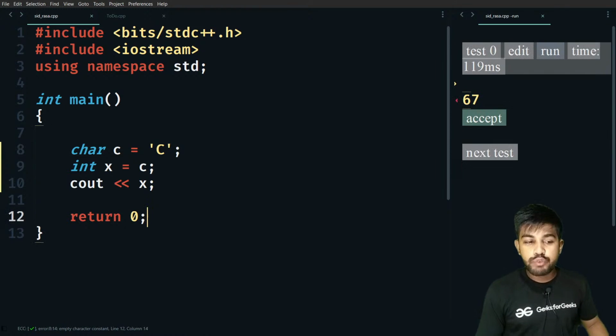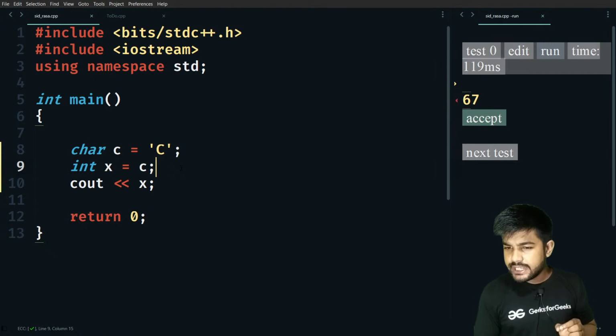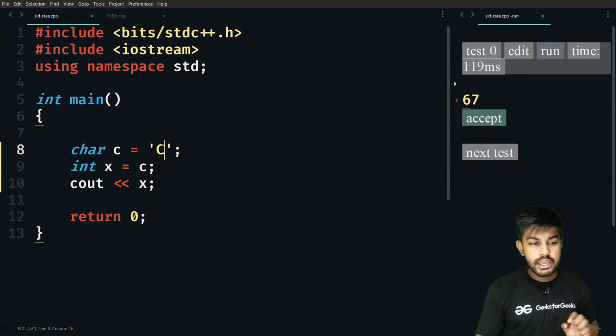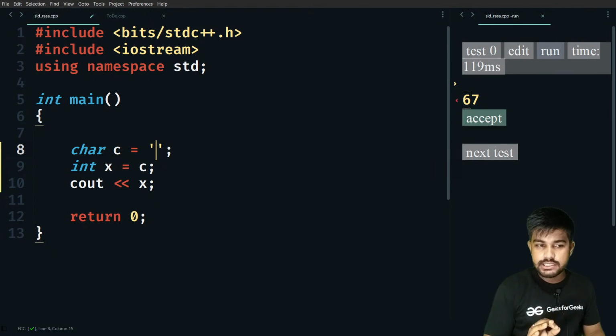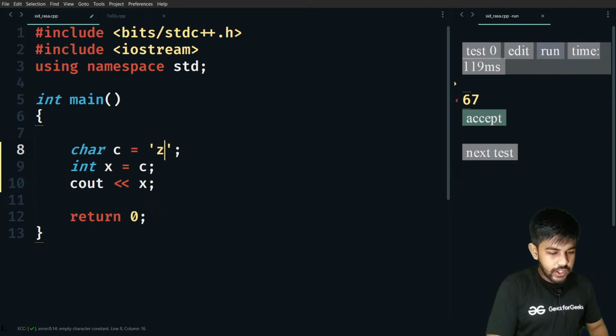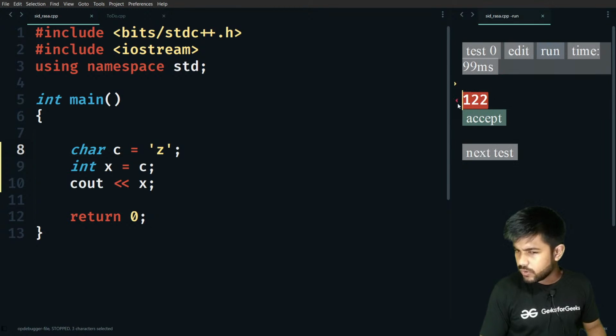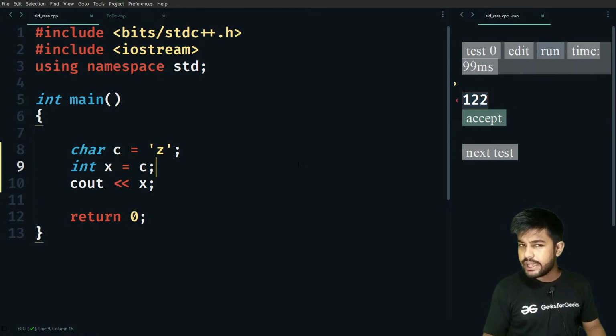So we would take advantage of this only. How can we take advantage? Because now how many letters are there in the English alphabet? 26 only. So even if we have z also, then what is the size? The size would be 122 only, which is feasible enough. So we would take advantage of this one only.